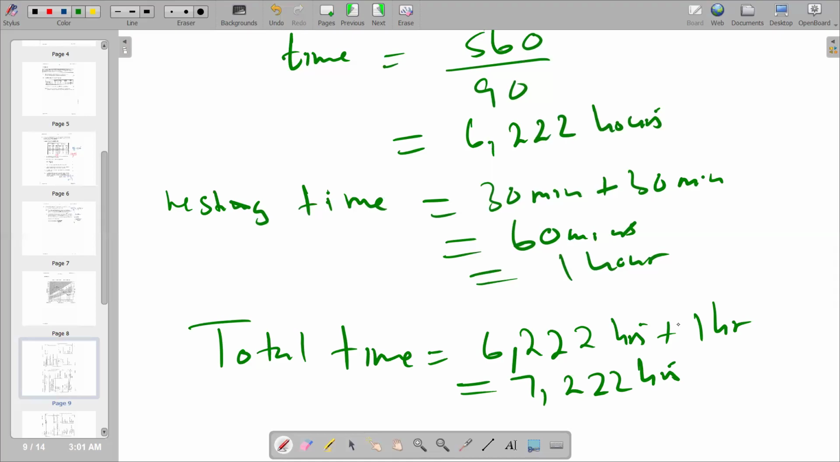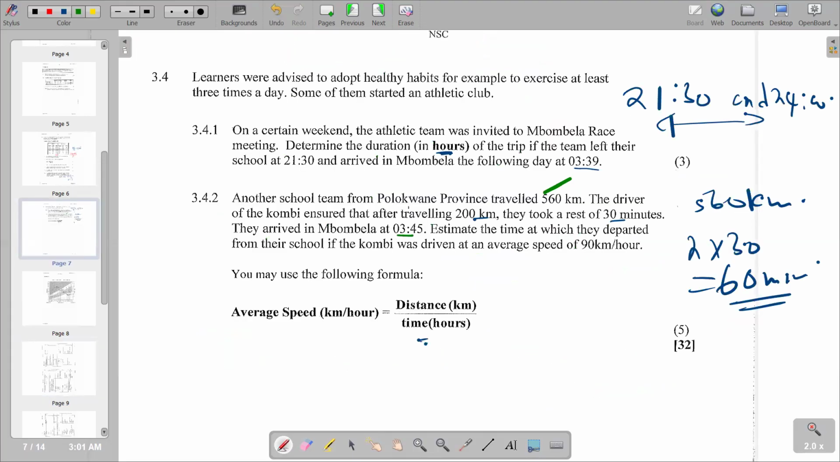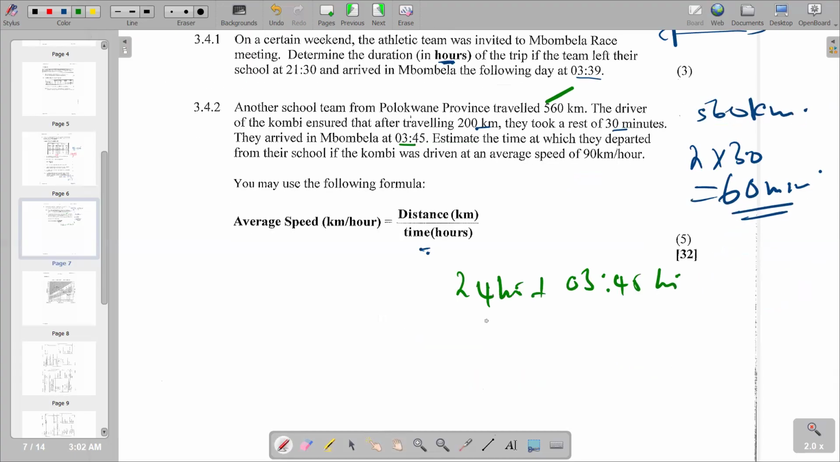So from there, we can now refer back to the question. The question is saying they arrived at 03:45, and the question needs us to estimate the time at which they departed. So we are going to subtract those hours from 03:45. Very simple. Remember, after every 24 hours, that's where we put the end of the day. So we can say 24 hours plus 03:45 hours, so that we can now calculate. If we add there, we're going to get 27:45. And then we subtract the time that we've got here.